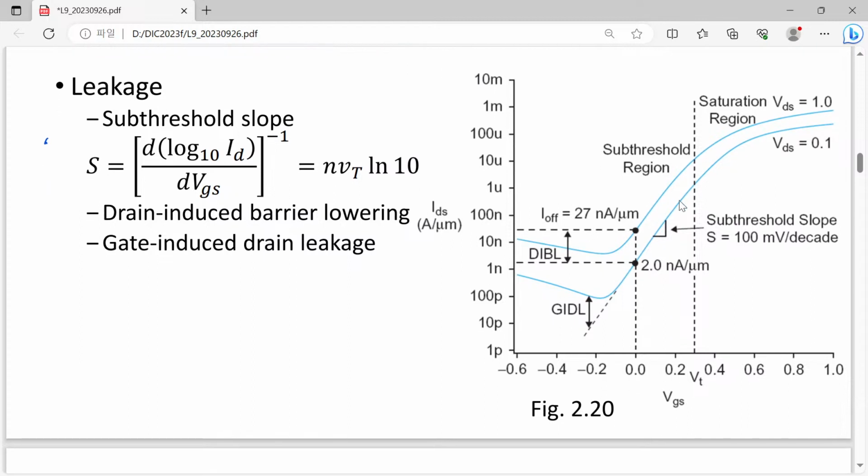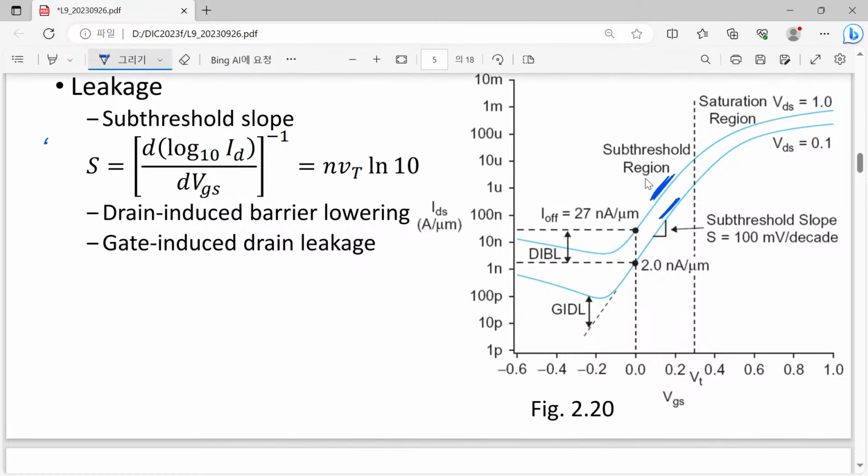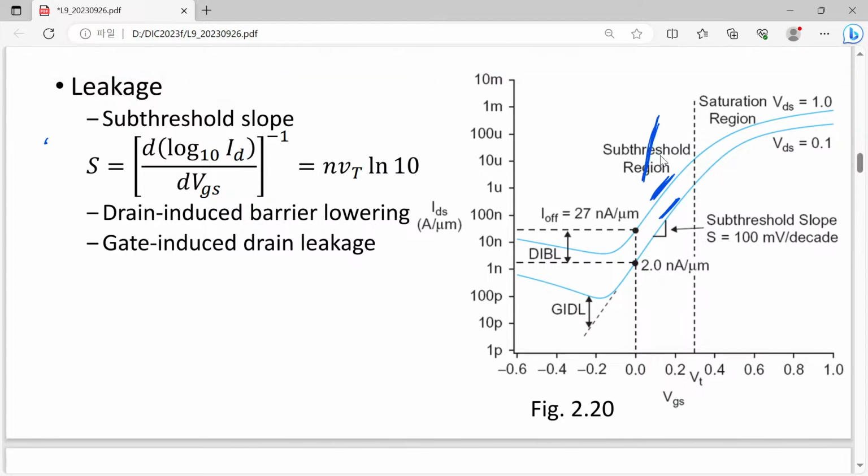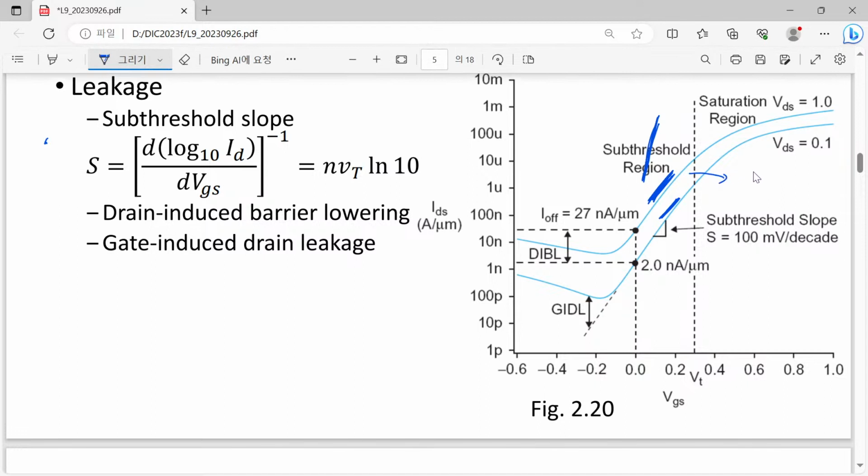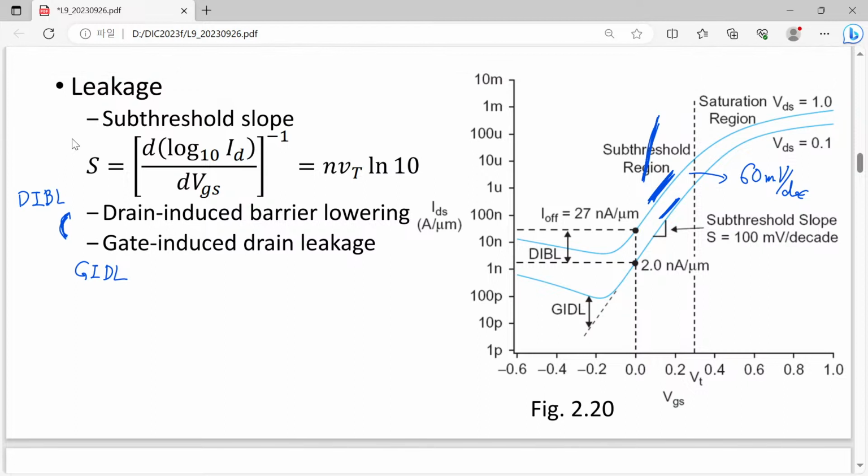And here, up to now, I have explained the things related to this slope. So the best thing is to have quite a steep line. However, there is a certain limitation. Please remember this limiting value. What was it? That was 60 mV per decade. And here we have two other things to be covered in this course. One is the so-called DIBL, and another one is GIDL. I'm not kidding, these are the official names for these effects. So DIBL and GIDL.